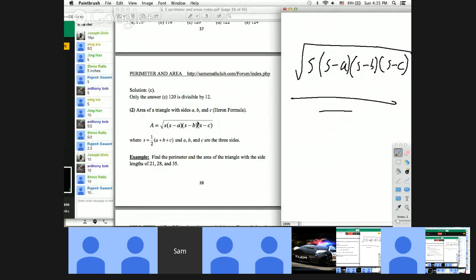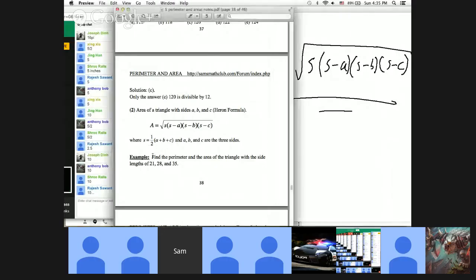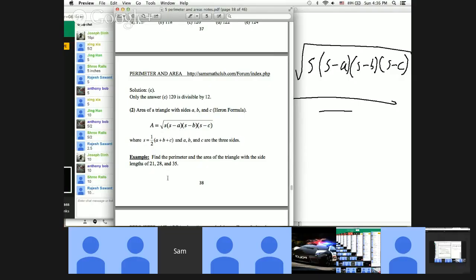So what is semi-perimeter? Since you have all three sides and you're trying to find the area, the semi-perimeter is basically the perimeter divided by 2. So all sides added together divided by 2. So again, would be great if you memorize this formula. Area equals square root of semi-perimeter multiplied by semi-perimeter minus one side, semi-perimeter minus second, semi-perimeter minus third, all under the square root. Semi-perimeter is just half the perimeter.